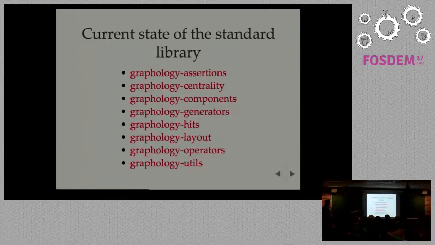And so this is the current state of the standard library, for instance. So this will grow. You've got assertions, centrality metrics, components, detection, generators, like if you want to generate a random graph or an Erdős-Rényi graph. You've got HITS, you've got layouts, you've got ForceAtlas2 layouts, you've got operators and utilities, and so on and so on and so on. So you see the thing.